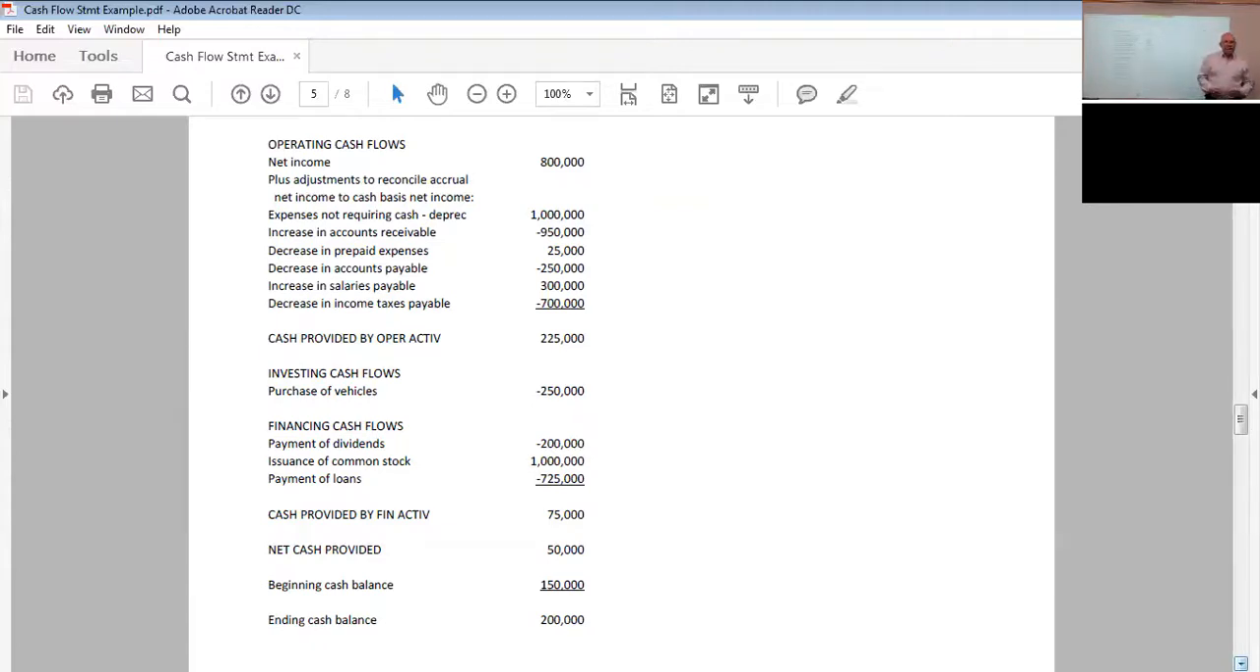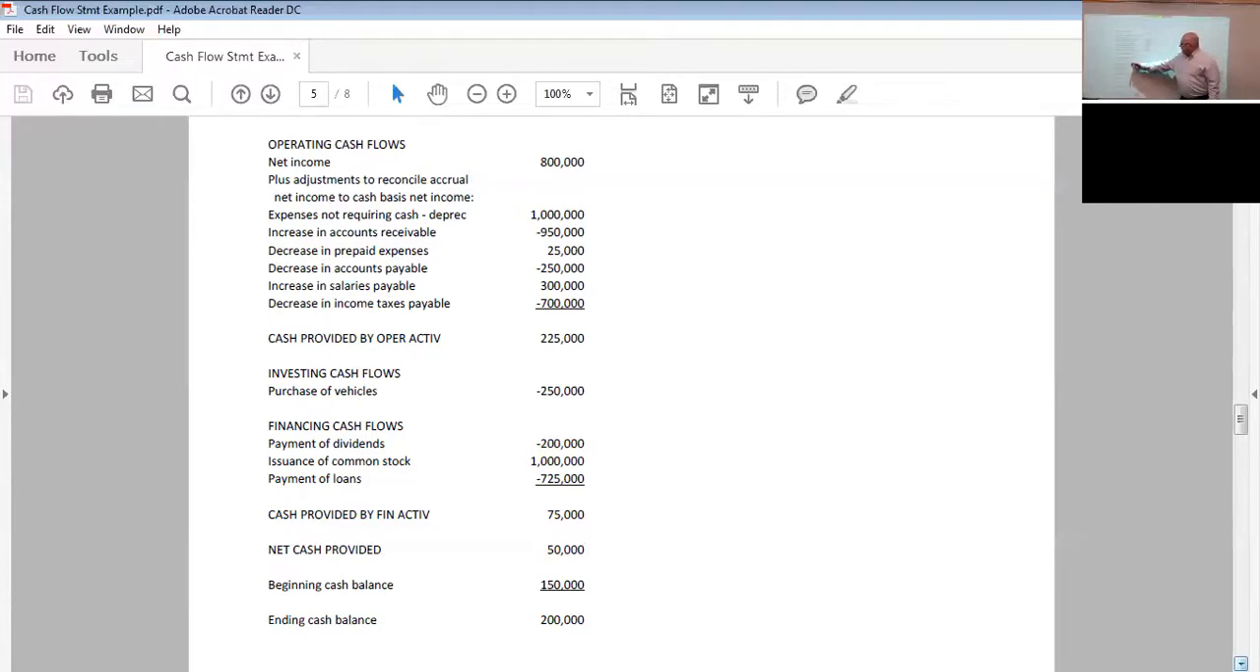We look on the non-current asset section, the one change we had was vehicles went up $250,000. So it was a use of cash, a purchase of vehicles. So that's negative $250,000. And I usually don't like to show a subtotal when there's only one number. So theoretically, if there were two numbers here, it would say cash used by investing activities. But since it's only one number, I just leave it like that.